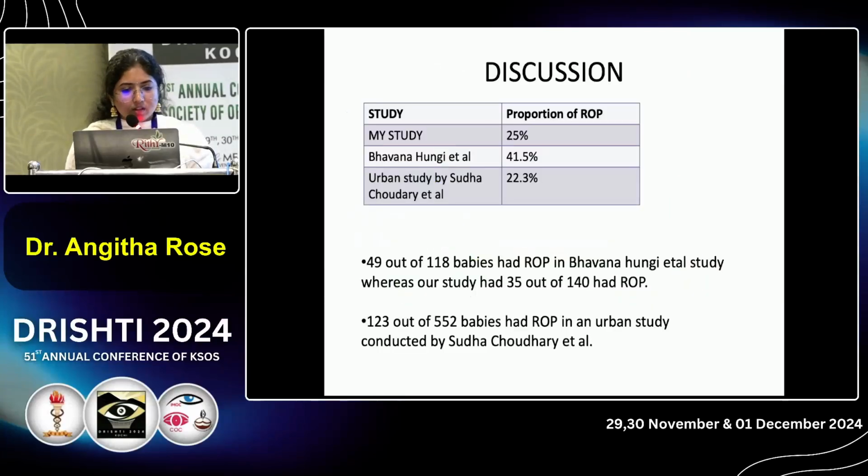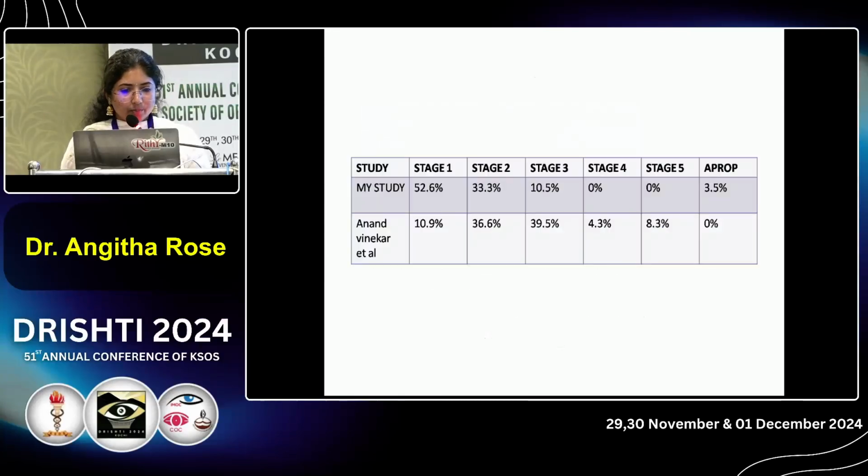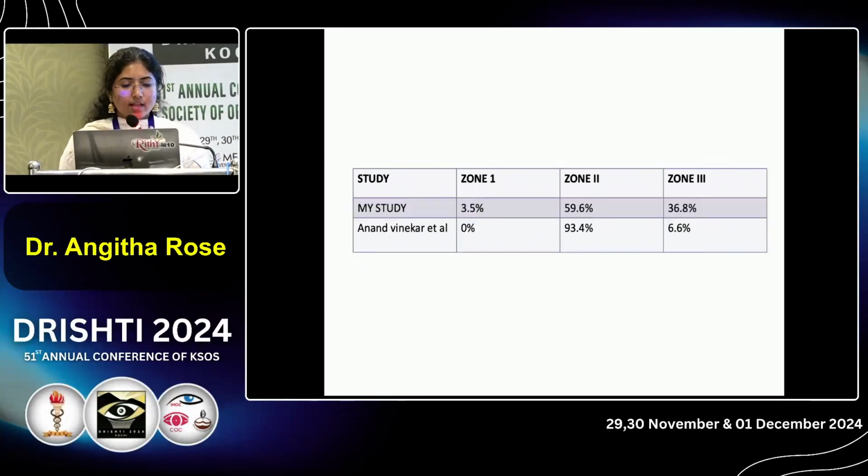Coming to the discussion, 49 out of 118 babies had ROP in the Bhavanahangi et al. study, which is 41.5%, whereas the urban study by Sudha Chowdhury et al. had 22.3%, which was similar to my study. Most of the babies presented with stage 1 in my study, whereas the Anand Vinikar et al. study had a higher proportion in stage 3. My study babies presented with zone 2, which was similar to the Anand Vinikar et al. study.